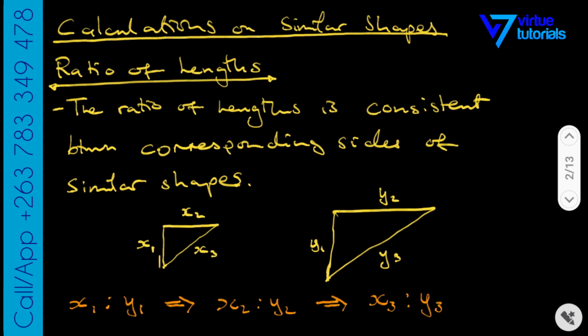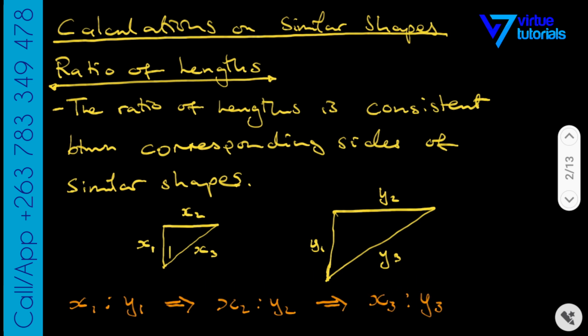What does that mean? If we have our first shape here with sides that we're going to call x1, x2, x3, and then we have our other shape there, which is y1, y2, y3. If these two shapes are similar, the ratio between these corresponding sides, x1 and y1, is the same as the ratio between x2 and y2, which is the same as the ratio between x3 and y3.